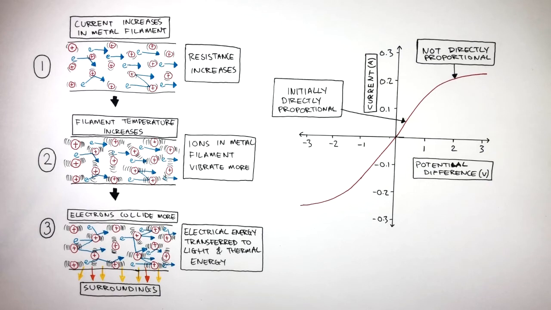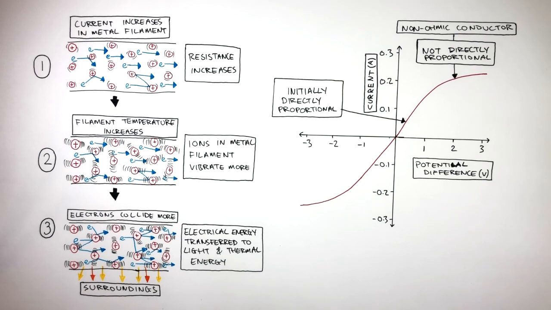The ions vibrate more, the electrons collide more with the vibrating ions, and this extra resistance then causes the electrical energy to be transferred into light energy and some thermal energy. So, as the resistance changes depending on the potential difference, this means filament lamps are non-ohmic conductors.